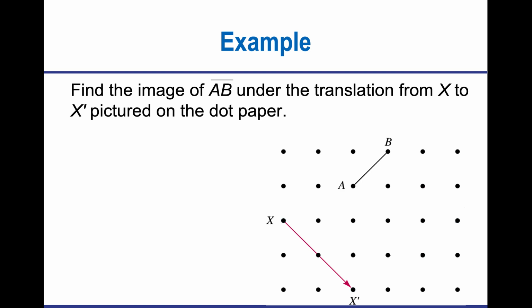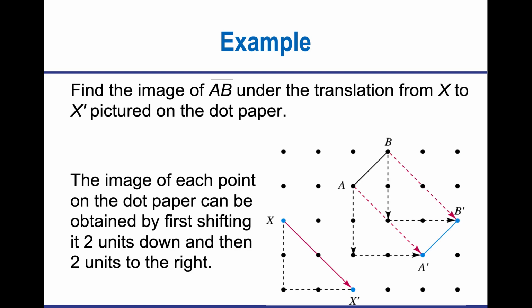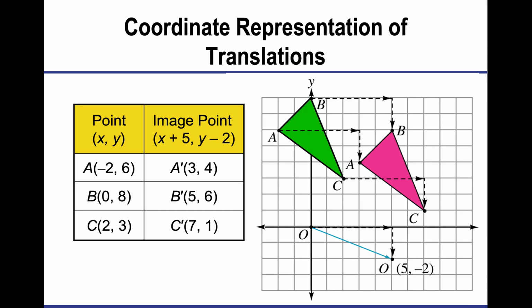Okay, so if I'm looking for AB under the translation from X to X prime, then this is what I'm moving. I'm actually moving a triangle. The image of each point on this dot paper could be obtained by shifting it 2 units down and 2 units to the right. And that's how I would obtain this over here. So 2 units down, 2 units to the right, and that's where that's coming from.